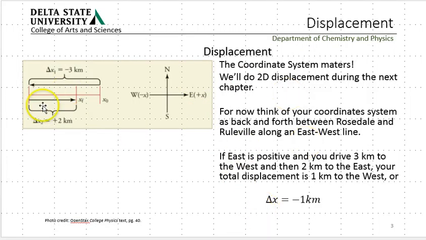Well, coordinate system matters, right? East we typically think of as positive x direction, west is negative x direction. That's a bias we have here, Northern hemisphere. They probably have the same bias in the southern hemisphere. North and south tend to flip though. So you drive 3 kilometers to the west, 2 kilometers to the east. Your total displacement is just 1 kilometer to the west, right?